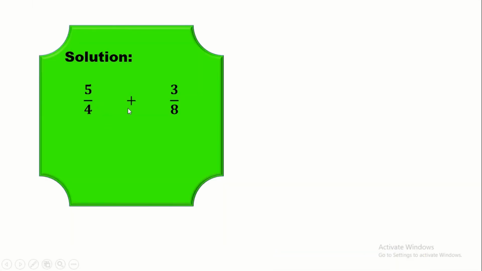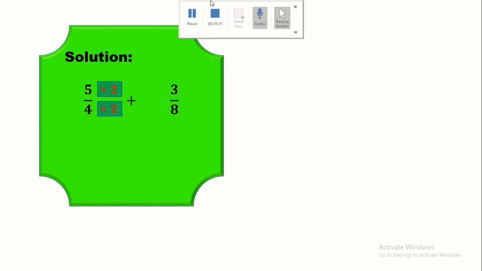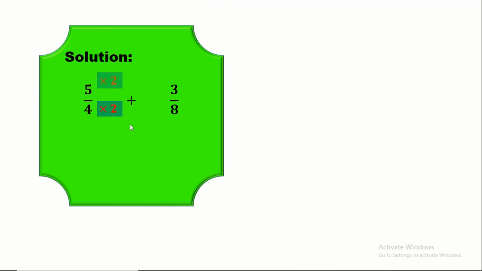Well, 5 over 4 plus 3 over 8. The first denominator is 4 and the second is 8, different denominators. How to think about it? Can we multiply 4 by any number to get 8? Think about the multiplication tables to get the same denominator. We can multiply 4 by 2 to get 8. Sure, as we multiply the denominator, we should also multiply the numerator.